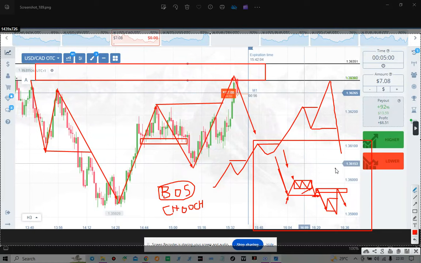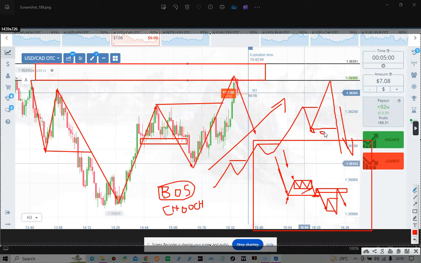It is a change of character. Change of character is a sign, because the price was rising to the upper side, and now the price has broken this low. So now the price has changed character from uptrend to downtrend. So change of character is always around this area.